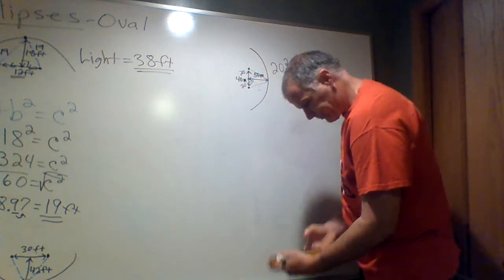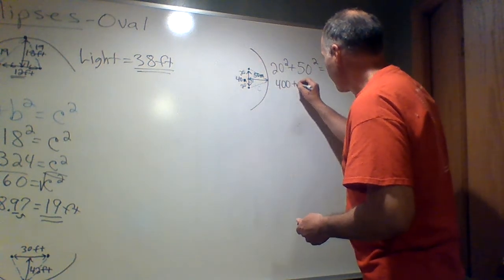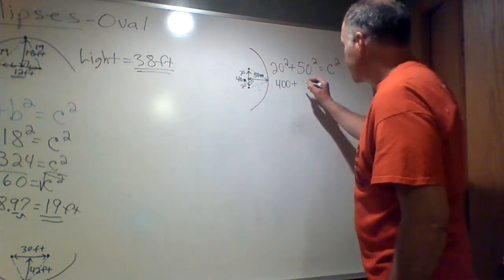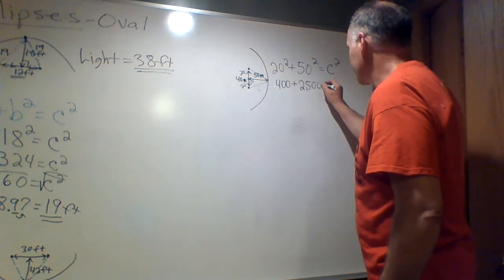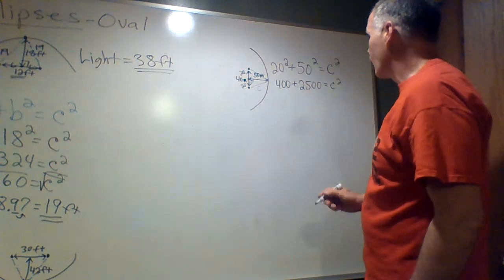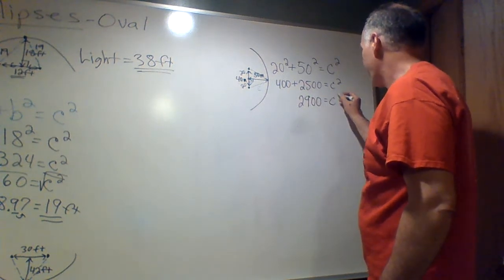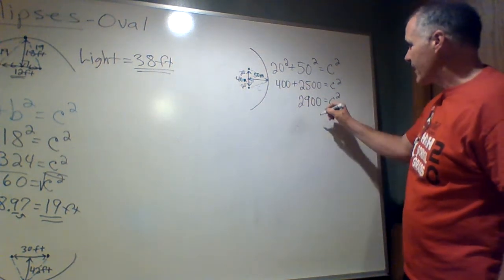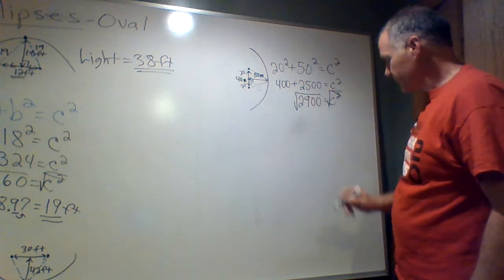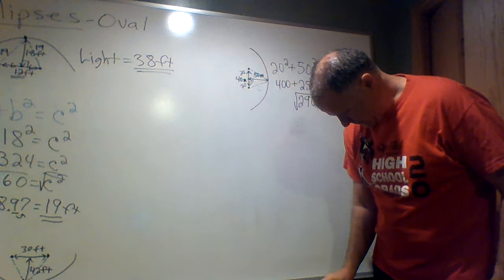20 squared is 400. 50 squared is 2,500. 400 plus 2,500, that's something pretty easy to do in your head, 2,900. Remember, just like before, now that I'm at C squared, I'm going to square root. So now square root of 2,900.